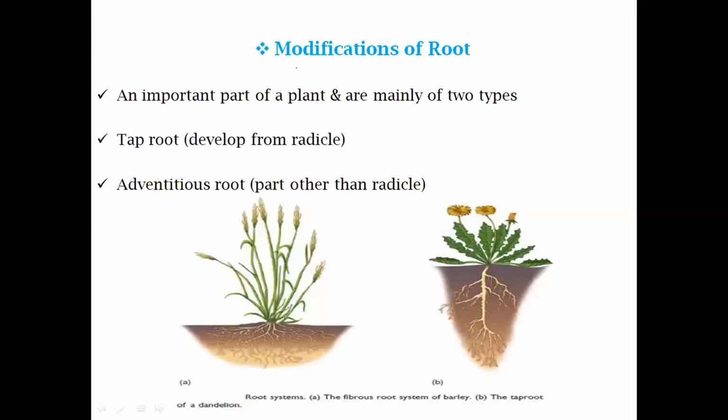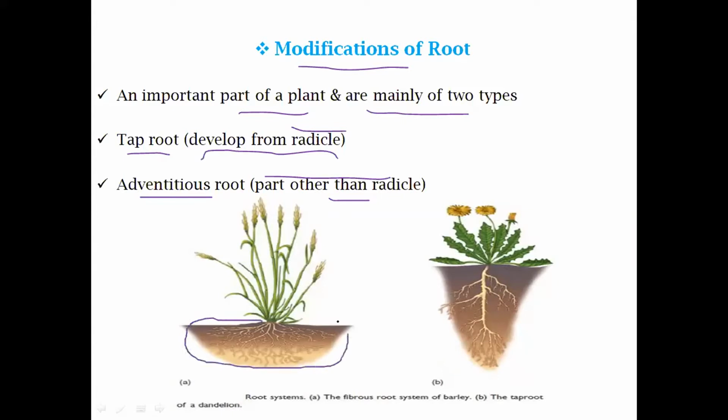In this lecture, we will discuss modifications of root. We know that root is an important part of a plant and they are mainly of two types. First one is taproot. Taproot is a type of root that develops from the radicle part of the embryo. Next one is the adventitious root. Adventitious roots are those roots that develop from any other part than radicle. So these are the two main types of roots.